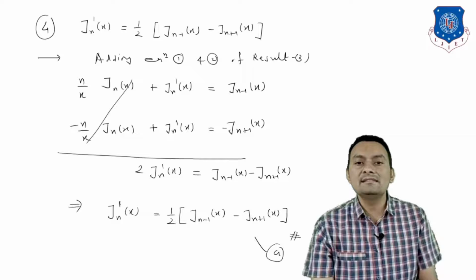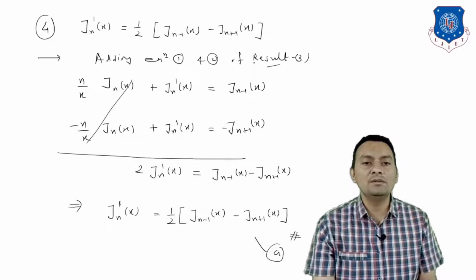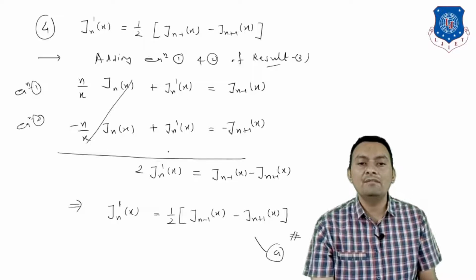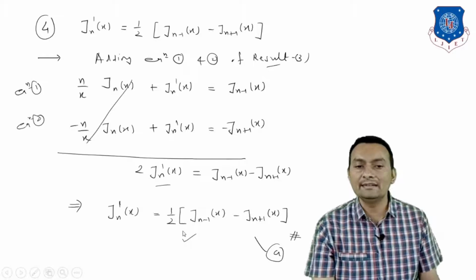Now let us see the next result. Jn dash x is equal to 1 by 2 times J n minus 1 x minus J n plus 1 x. Whatever we have, the equation number 1 and 2 of result 3, just mention that this is equation number 1 of result 3 and this is equation number 2 of the above result. And whenever we add them, this will cancel out, and we will have 2 times Jn dash x is equal to J n minus 1 x minus J n plus 1 x. And having this, you can make Jn dash the subject, so you will have this one, and that will be the required recurrence relation for Jn dash x.